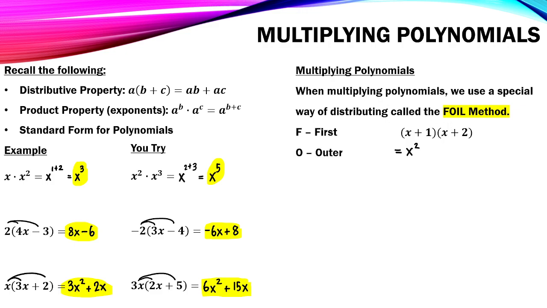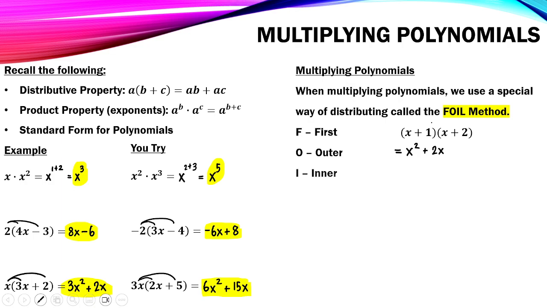The O stands for the outer. That means if I look at these two polynomials as a whole, I want to see what's on the outside of these two polynomials. If I look at the outside of this entire thing, the outsides are your x and your positive 2, right? So those are the two things I'm going to multiply together now. X times positive 2, that gives me 2x.